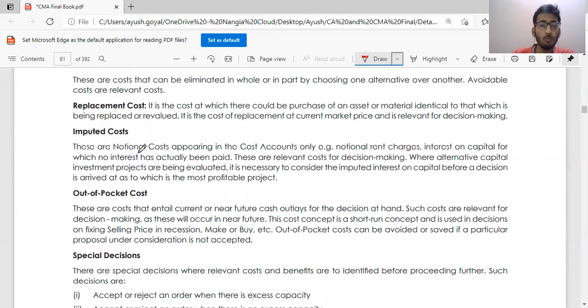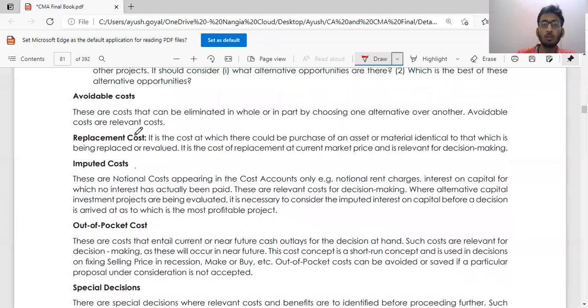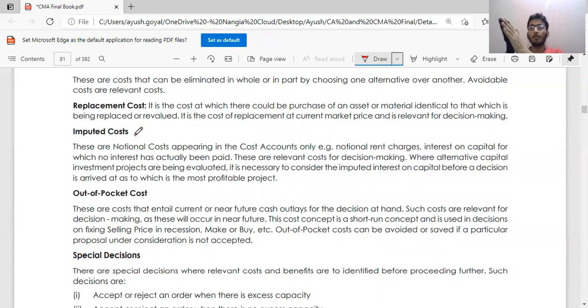Now, avoidable cost is basically that cost which you can avoid, or for which you can choose some alternative instead of using that specific cost. That is called avoidable cost. Replacement cost is the cost of replacing one thing by the other. Imputed cost is that cost which has not occurred till now, but would occur. So it is definitely a relevant cost. We need to take imputed cost and replacement cost into consideration while solving any kind of decision making problem.